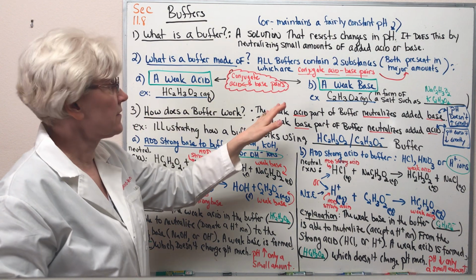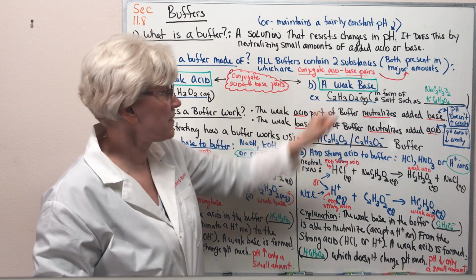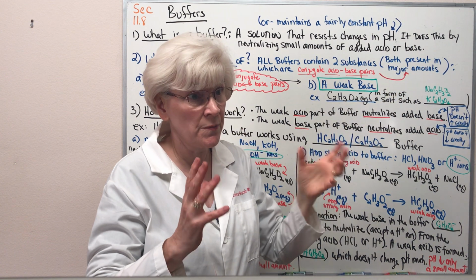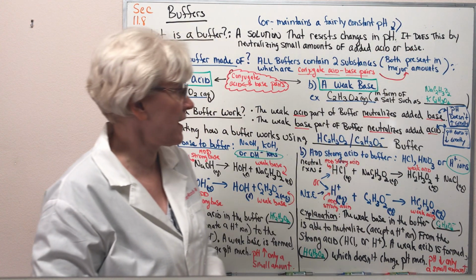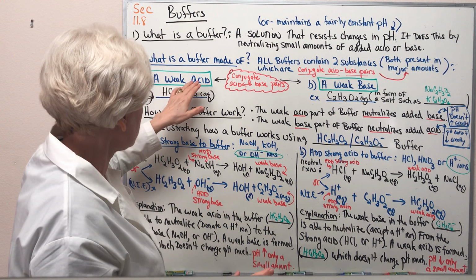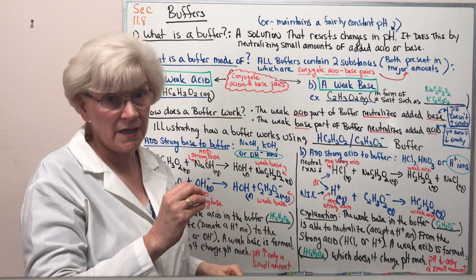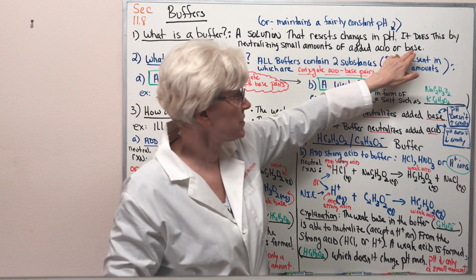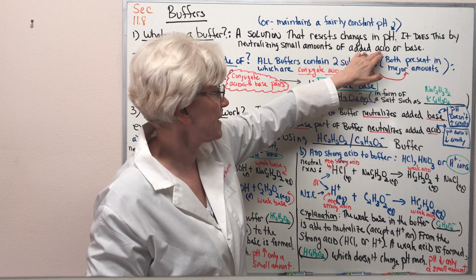What is a buffer made out of? All buffers contain 2 substances, which are conjugate acid-base pairs of each other. And note, both of these must be present in major amount in order for the buffer to be able to defend or protect against either added acid or added base. So we're looking at 2 substances, and not surprisingly, these substances are themselves acids and bases. Specifically, they are conjugate acid-base pairs. So the acid portion of the buffer is able to neutralize added base. The base portion of the buffer is able to neutralize added acid.